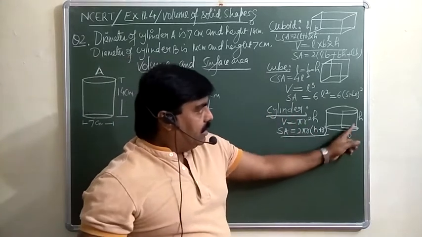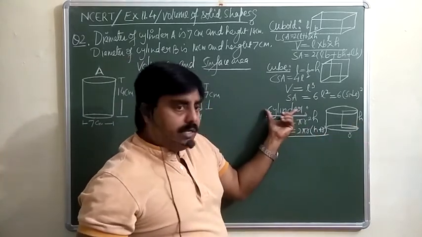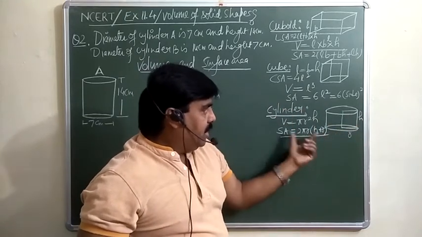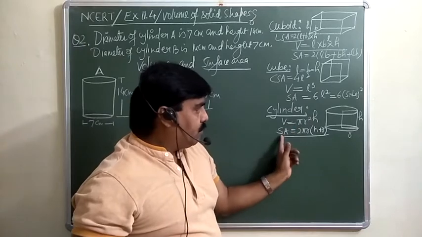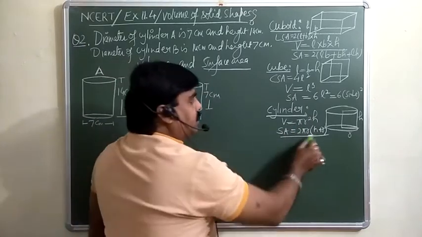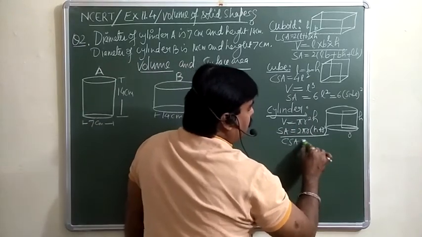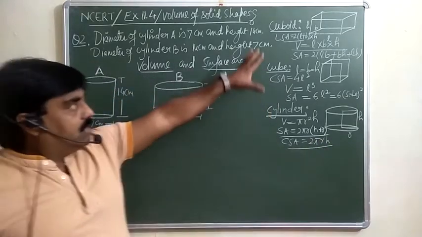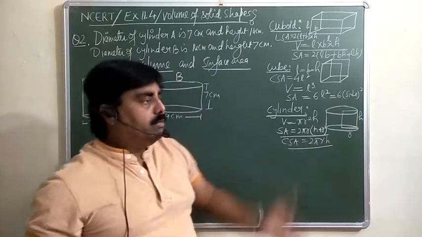Cylinder, radius is R, height is H. We are talking about the right circular cylinder. In a right circular cylinder the height is equal on both sides, so volume is equal to pi R square into H, and surface area is 2 pi R in bracket H plus R. Curved surface area, we will talk, that is equal to 2 pi R H. These formulas we already discussed in the previous videos.